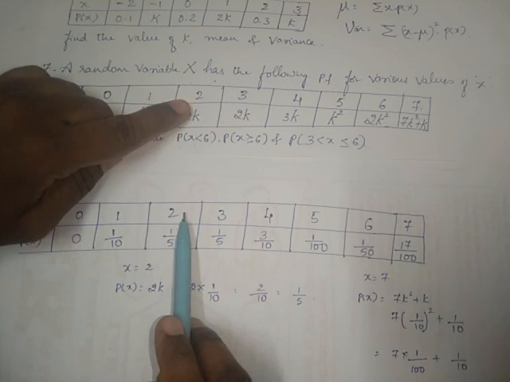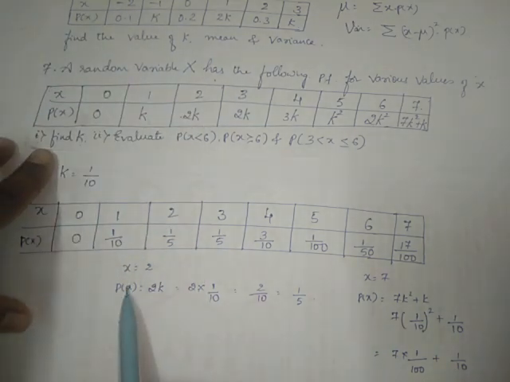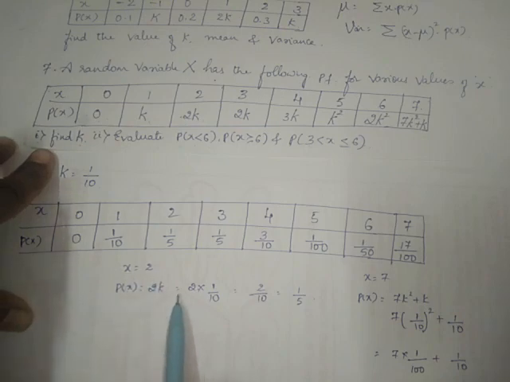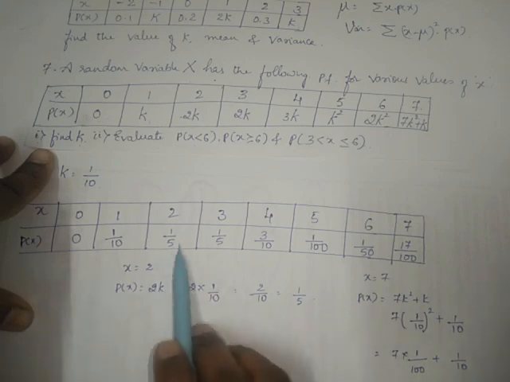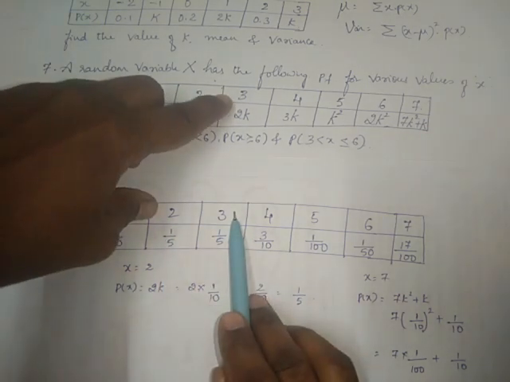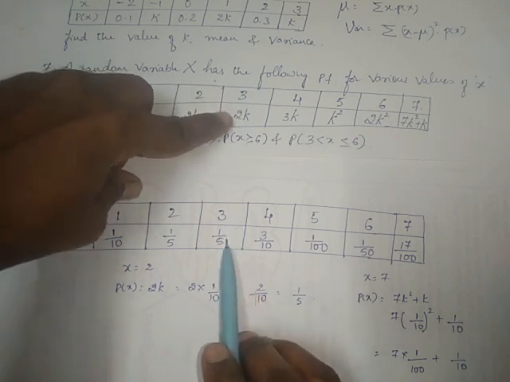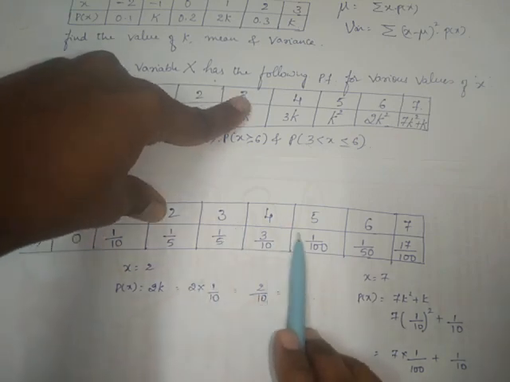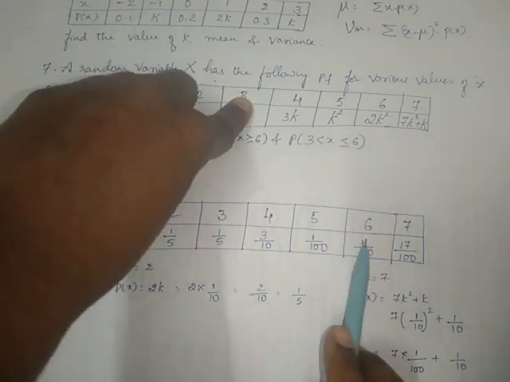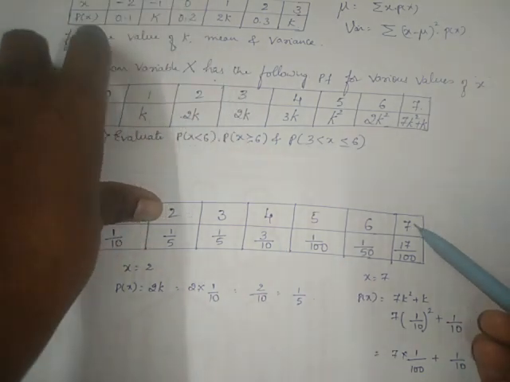Next, for x is equal to 2, the p of x is 2k. So here I have solved it. When x is equal to 2, p of x is 2k, which is equal to 2 into the k value, 1 by 10. 2 ones are 2, 2 fives are 10, simple mathematics. To simplify it, that is 1 by 5. Next, when x is equal to 3, the value is 2k. Again the same. Solve for all the values, and here I have solved it for x is equal to 7.